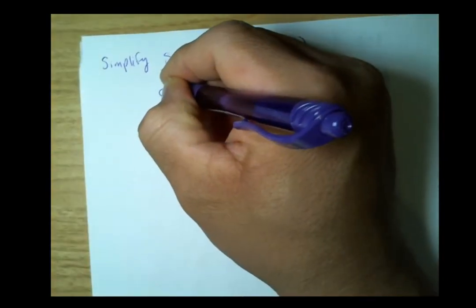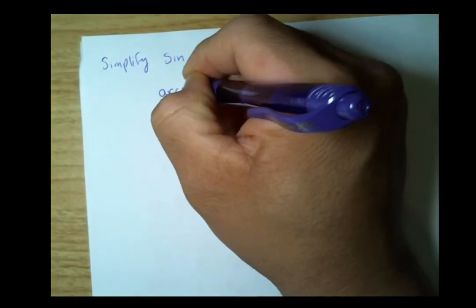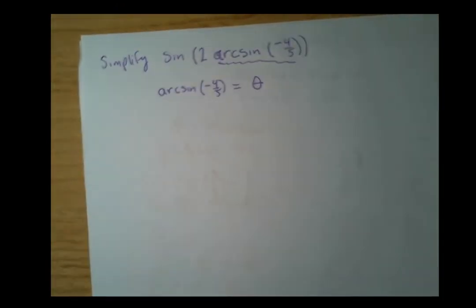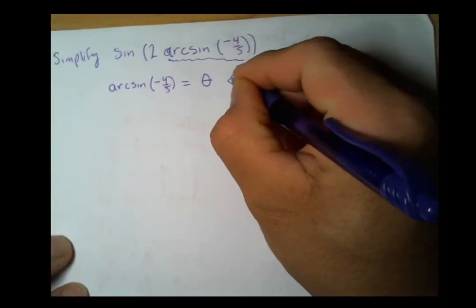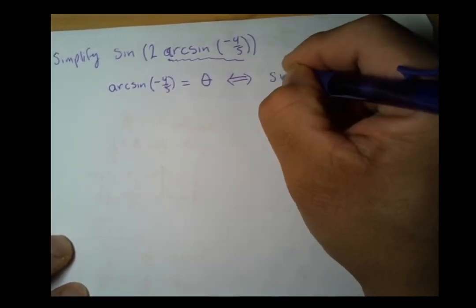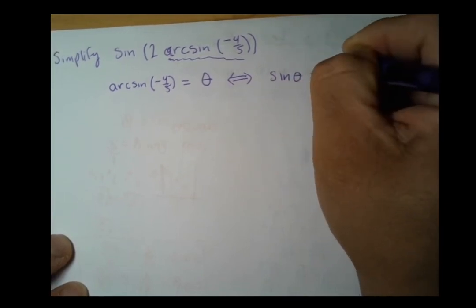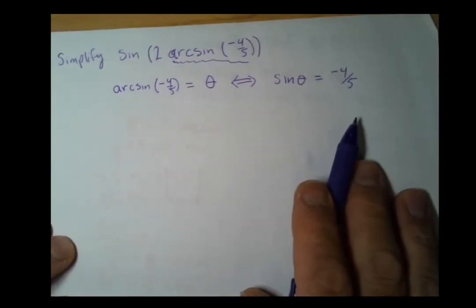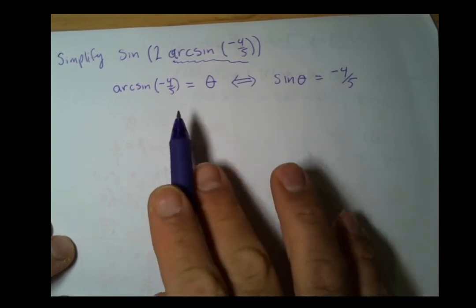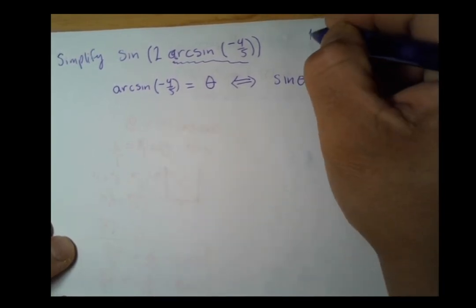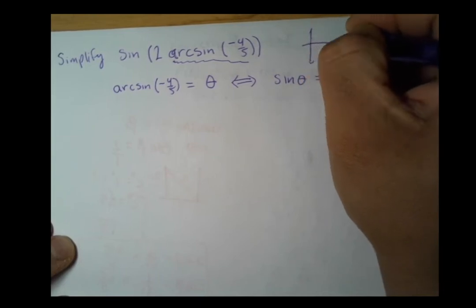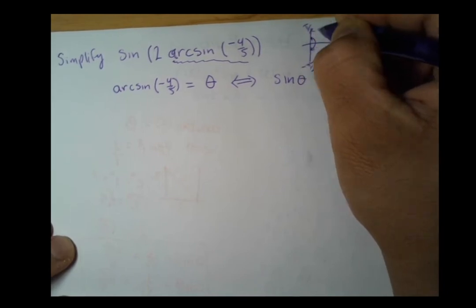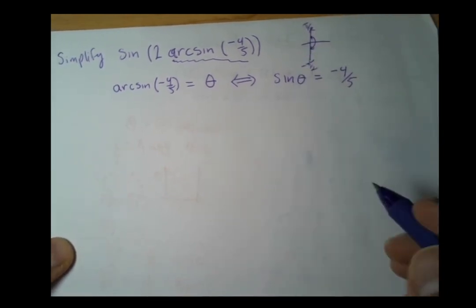So we have arcsine of negative 4 over 5 is some angle theta, right? Then if this is true, that means if and only if sine of theta is equal to negative 4/5. Now the sine is negative in quadrants 3 and 4, but since we're dealing with an inverse, if we recall, the range of the inverse was negative pi over 2 to pi over 2. So we're dealing with an angle in quadrant 4.